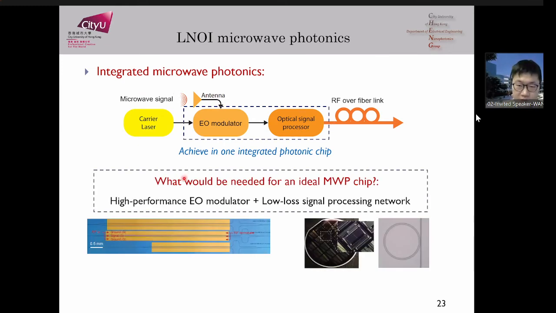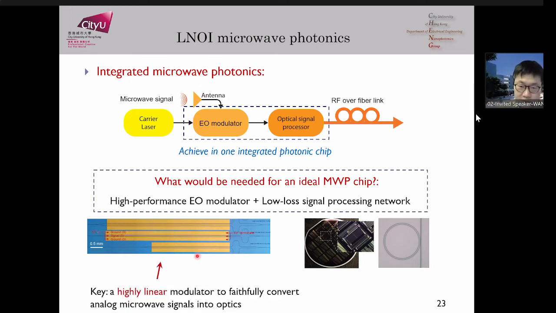The reason is that we have a high performance EO modulator, which is needed here. We also have a low loss signal processing network that can be used here, right? So that's why we think this platform is really nice for an ideal microwave photonic chip, right? The only difference when we look at the modulator is that for a microwave photonic system, the requirement is a little bit different. You actually need a highly linear modulator because a lot of times you're dealing with analog microwave signals, which means the linearity of this modulation process directly translates to the system performance.